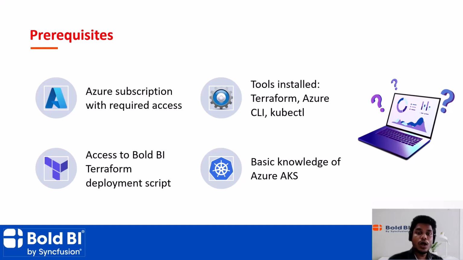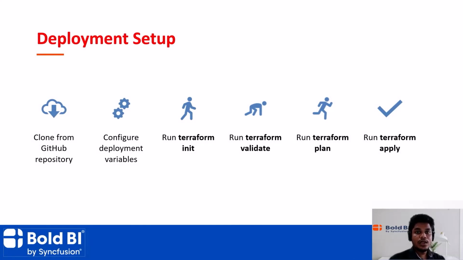Now let's move on to the deployment steps. The deployment process begins with downloading the script. You can clone the repository from GitHub. Next, configure the deployment specific variables such as node size, disk size, and other resource settings. Then run Terraform init to initialize Terraform, which will set up all the required providers and modules.